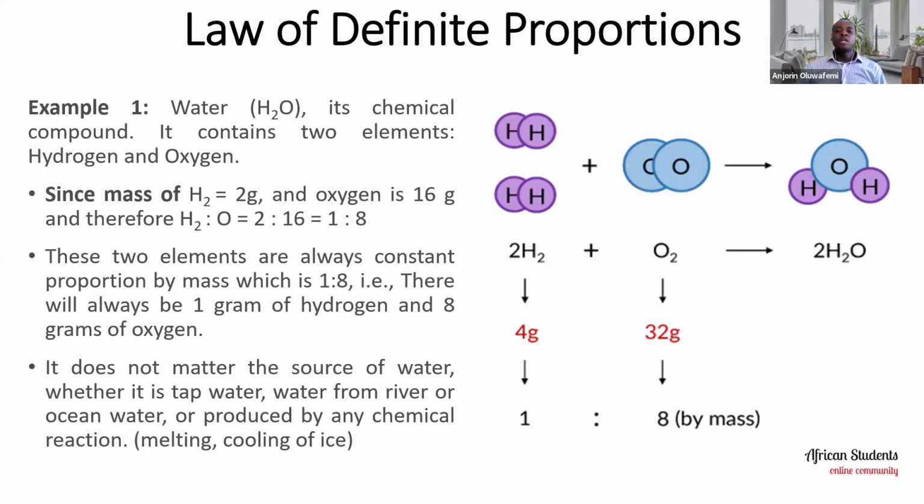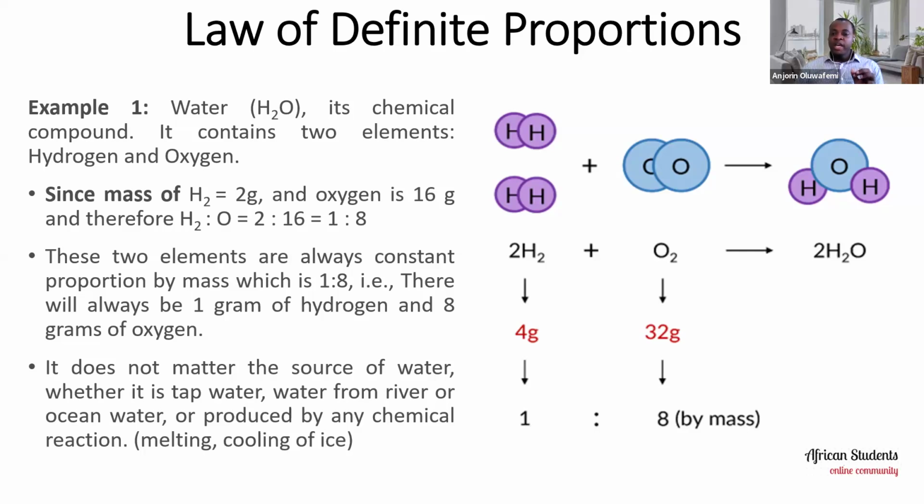2:16. What we are talking about is that the relative atomic mass of hydrogen is 2 grams, and that of oxygen is 16. So therefore, the ratio of hydrogen and oxygen that makes up water will be 2 to 16, 2 from hydrogen and 16 from oxygen. So the ratio will now be 1 to 8 when you divide all through by 2. So you have ratio 1 to 8.